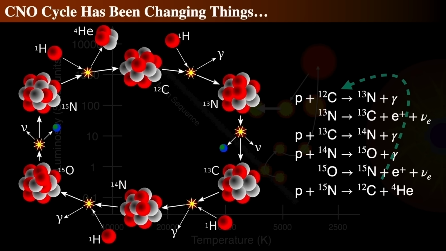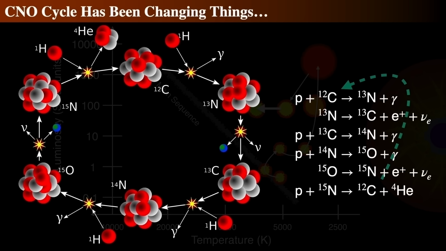Just like the proton-proton chain, the net result is a conversion of 4 protons into 1 helium nucleus with a release of energy in the form of gamma-ray photons, neutrinos, and positrons. This process does not consume carbon-12. It goes in at the top and comes out at the end. We say it acts as a catalyst.